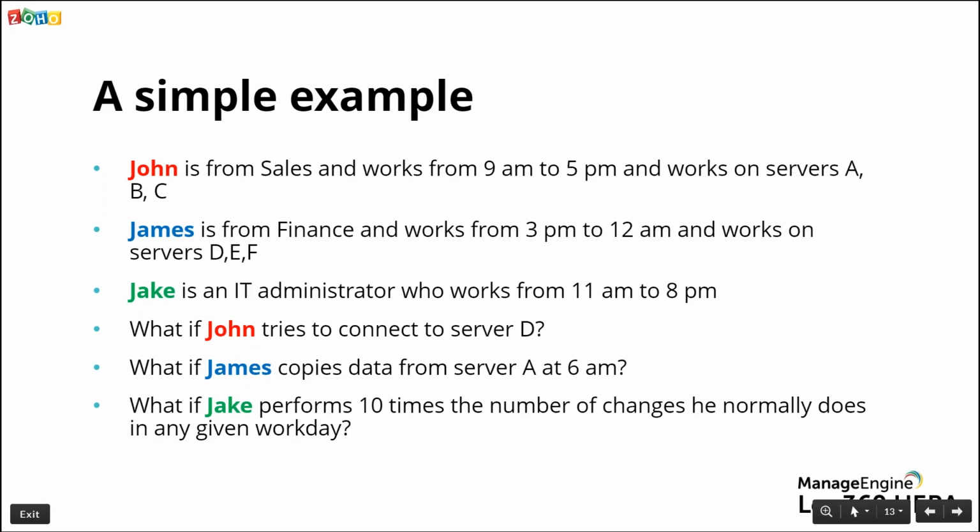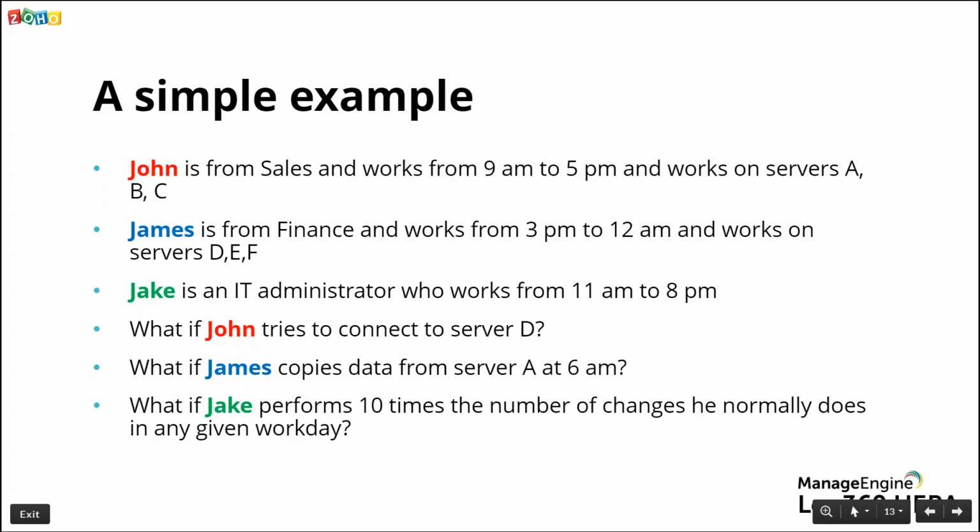So John is working on specific servers A, B, C, and being in the sales team, maybe these servers deal with some customer CRM information or something like that. And James is from finance. James works on servers D, E, and F, and these servers may be storing some payroll information, invoices, and so on. And Jake is an IT administrator, so Jake obviously deals with different kinds of things.